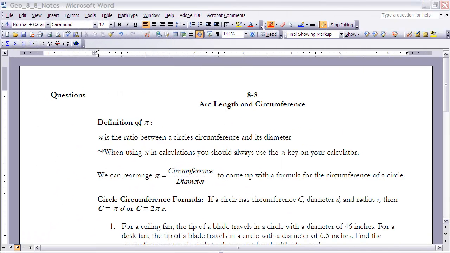Okay, these are the notes for section 8.8, arc length and circumference. If you haven't done so already, make sure you pause the video at this time. Read the section first before going on with this video. So to begin with, we want to define pi.